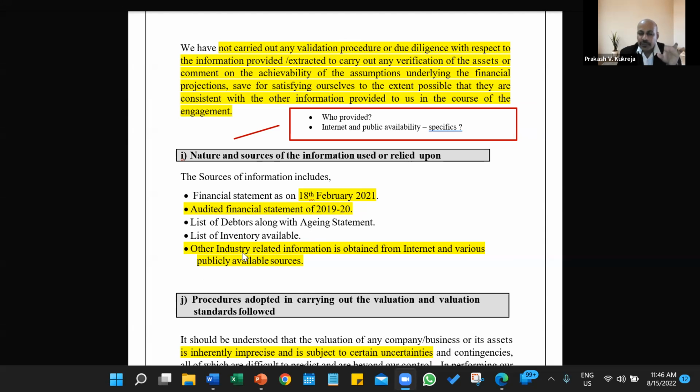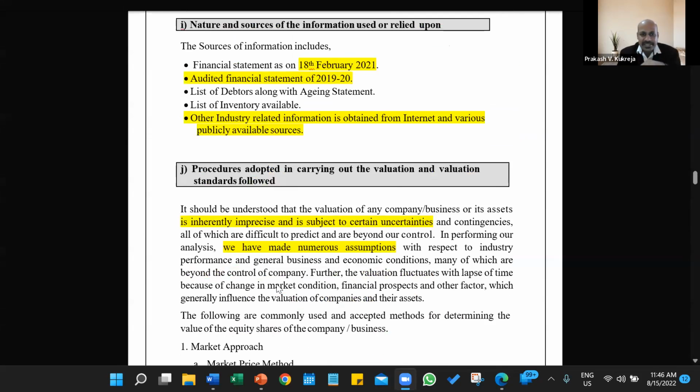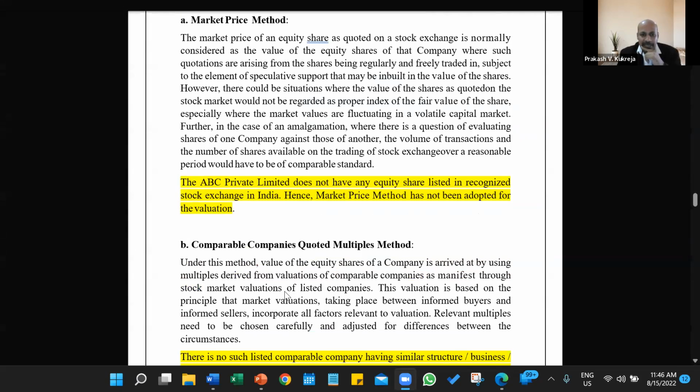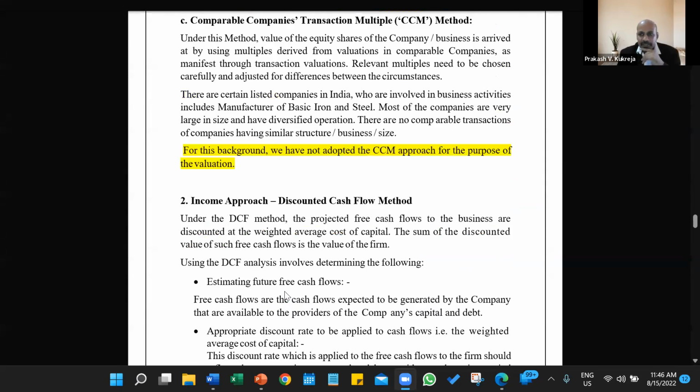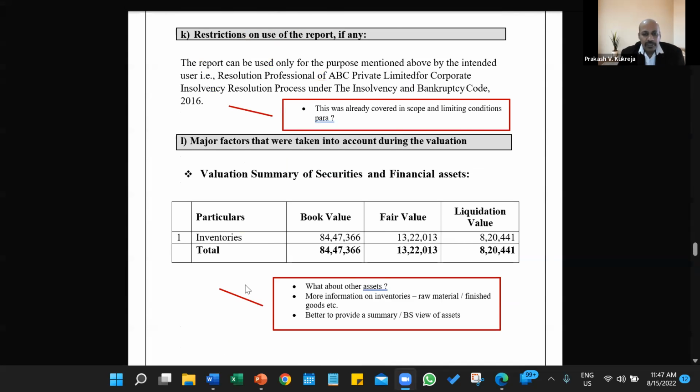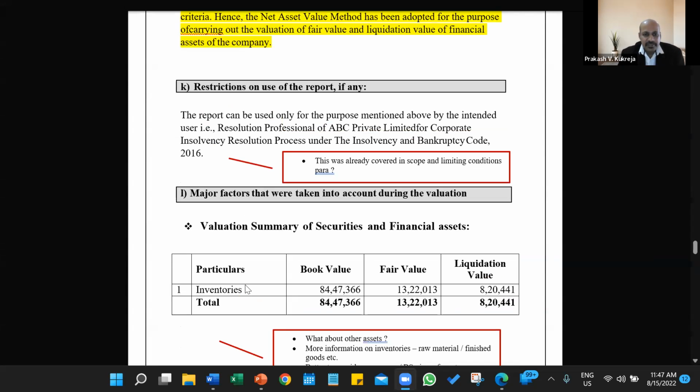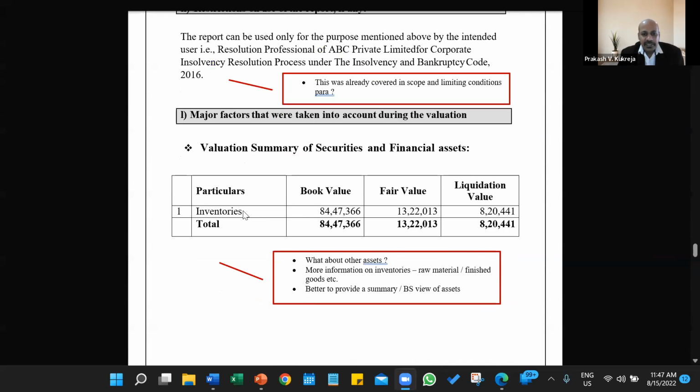What we do is, over here, we put a summary of the balance sheet provided by the IP. That gives a very clear picture of the assets which we as an RV need to value. Here it says debtors and inventory, correct? 2 assets are there. Now, if you look at the valuation, sorry, I'm jumping ahead, but it's important that we are on the same page as far as the approach is concerned. It says that the inventory, this is the book value, this is the fair value, this is the liquidation value.